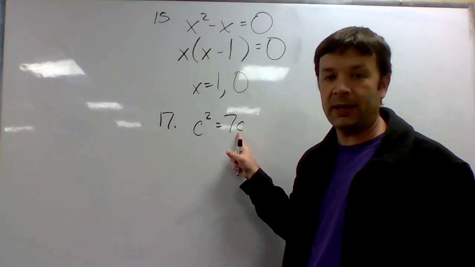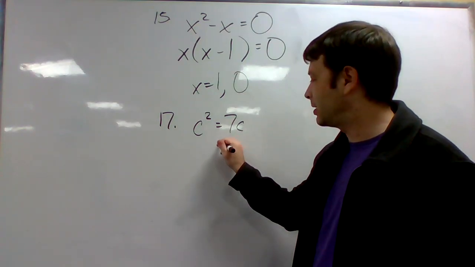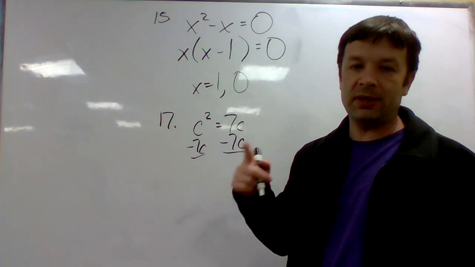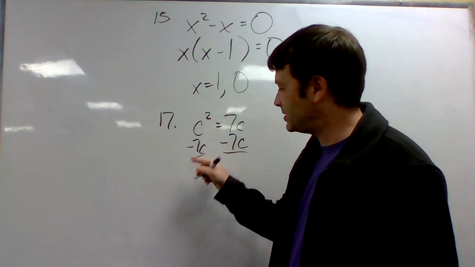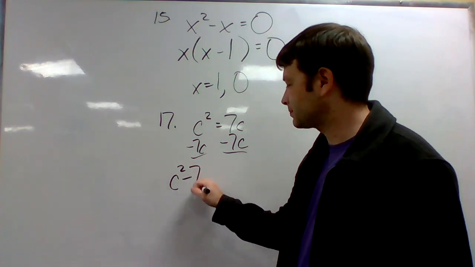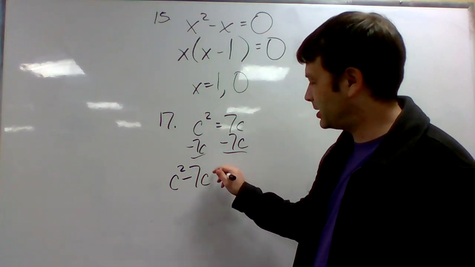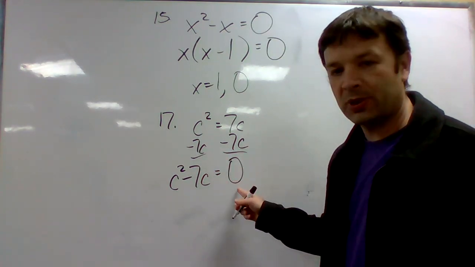So how do I make that happen? I get rid of 7c, and I can get rid of 7c by subtracting 7c. But whatever you do to one side, you have to do to the other. It's the rules of algebra, right? So on the left side, I have c squared minus 7c. Do those mix at all? No. They're not like terms. What do I have on the right side? 0, which is what I wanted.